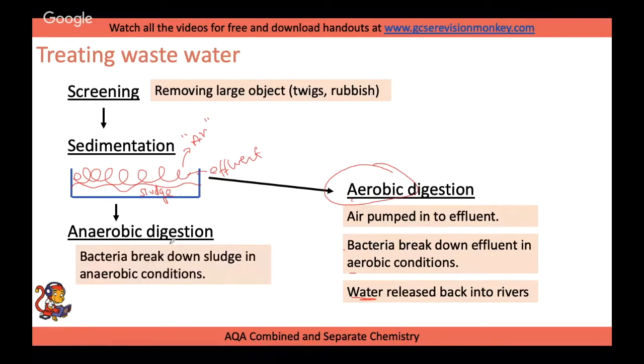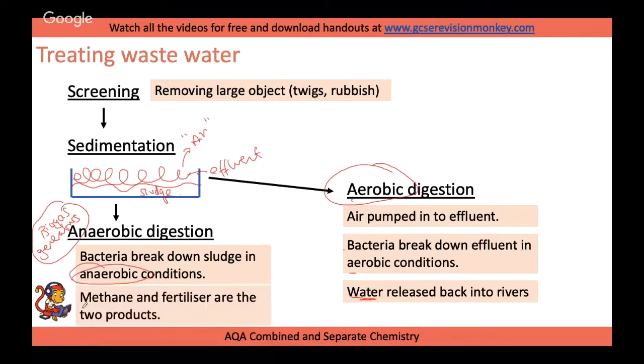For anaerobic digestion, if you are a separate scientist, you would have looked at this before in biogas generators. So this is where the link is between biogas generators for separate scientists. So bacteria break down the sludge, but this time in anaerobic conditions. And the two products are methane, which is a biogas, which can be used as a fuel, and fertiliser, which can be used by farmers to put nutrients back into the soil.